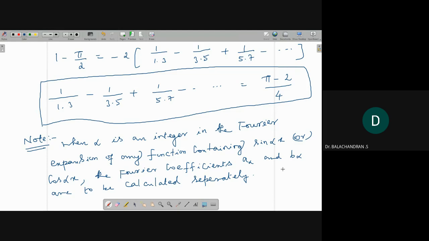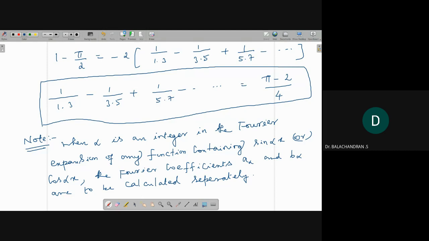So what is alpha in the previous problem? One, sir. Yes, alpha is one. That's why we found the coefficients A1 and B1. Suppose instead of x into sine x, you have x into sine 2x, then you need to find A2 and B2. So that's why I gave this note.